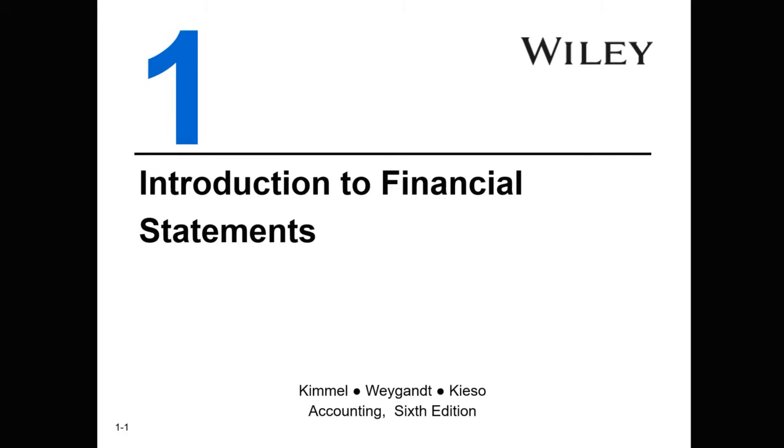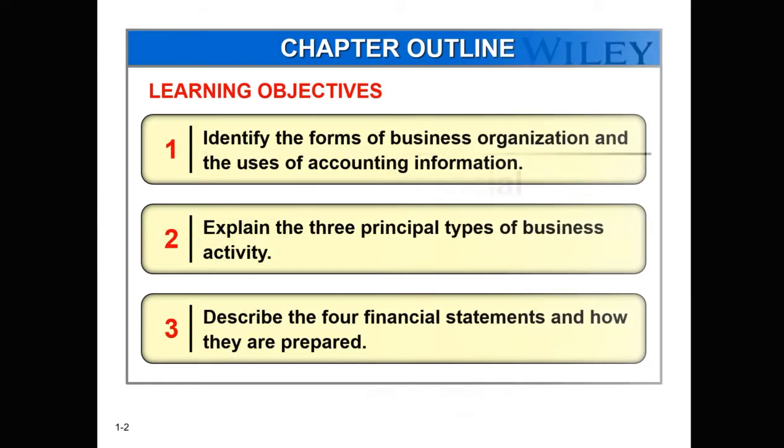We're going to talk about the introduction to the financial statements. In this chapter, we are going to identify some forms of business organization and the uses of accounting information. We're going to talk about three principal types of business activity and then describe the four financial statements and how they are prepared.